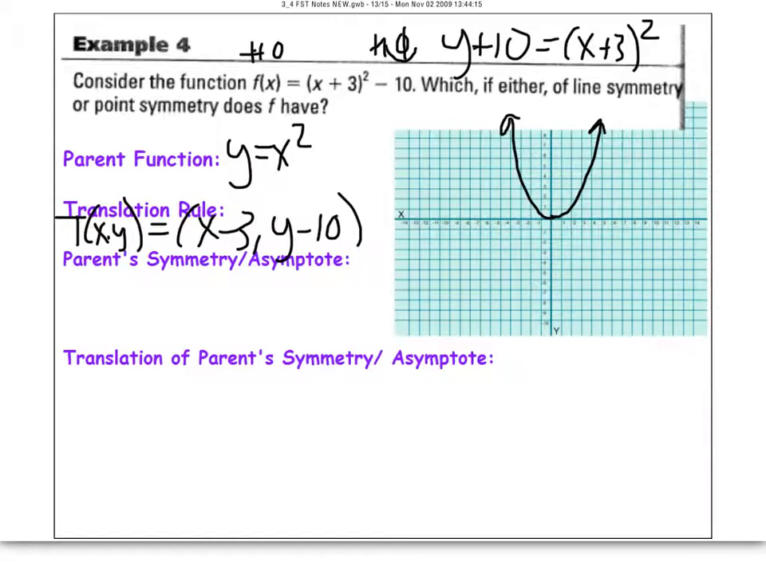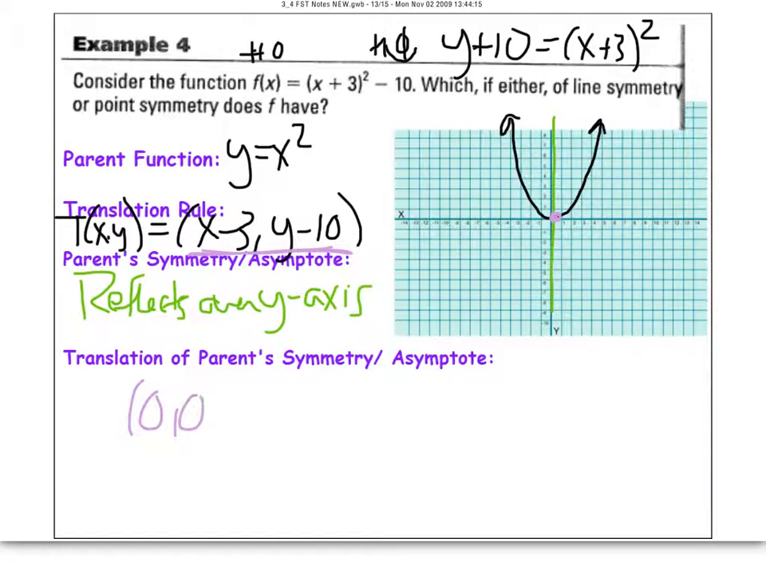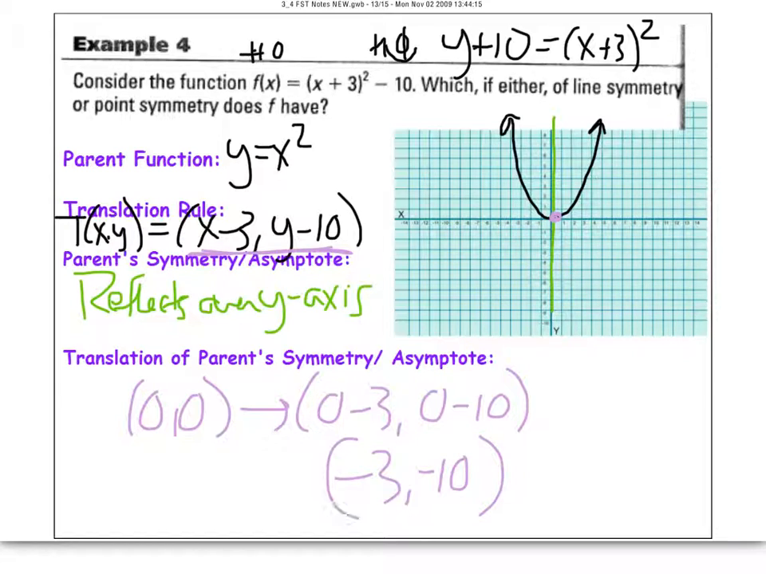Now, describing the symmetry of this particular graph, what we do see here is it is reflective over the y-axis. And there is no asymptote to a parabola. Now let's translate it. All I'm going to do is take the vertex of this current parabola and move it negative 3, negative 10. So either one of two ways. The vertex is at 0, 0. If I put it in the ordered pair rules, it's just going to move to negative 3, negative 10. Or I just take the current vertex and move left 3 and down 10. When you do that, we're right here.